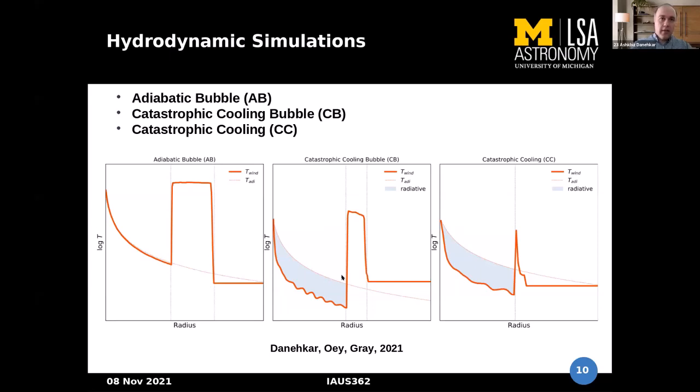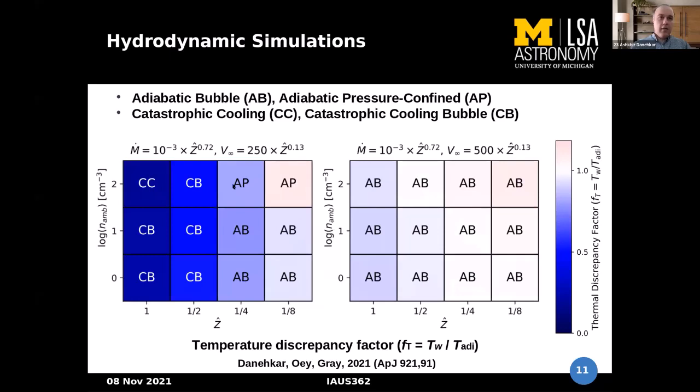Here you see the difference and how the radiative cooling departs from the adiabatic cooling. This difference, which is shown here, we calculated for free expanding winds. In these plots, I show the regions where there is an adiabatic bubble, adiabatic pressure confined, adiabatic cooling, and catastrophic cooling with bubbles. And this ratio is the wind temperature of the free expanding wind, calculated by hydrodynamics, over the adiabatic predictions.